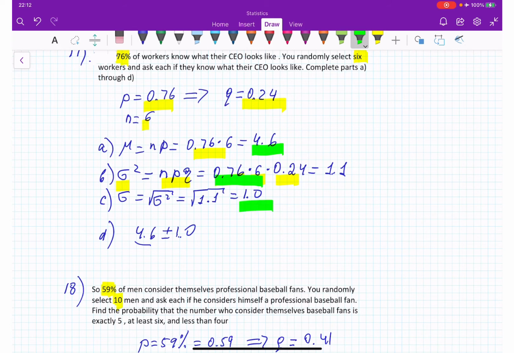So the conclusion we can draw: out of 6 workers, approximately 4.6 employees, which is going to be 4 or 5, indeed know what their CEO looks like. On average 4 or 5, plus or minus 1 standard deviation.